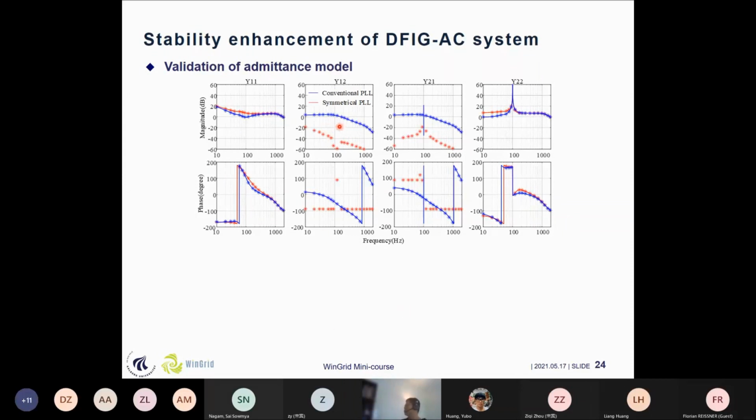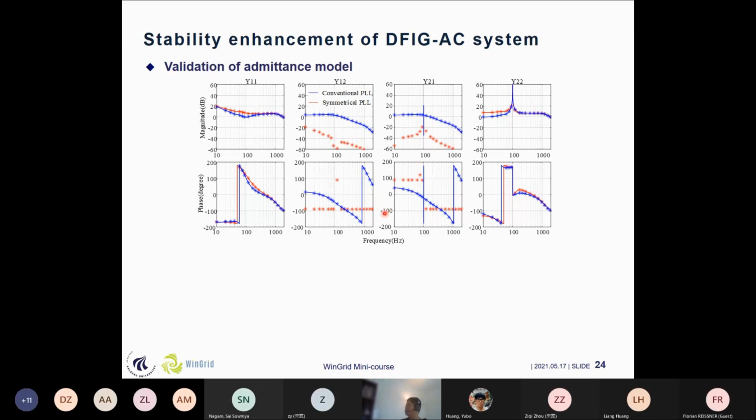You can see that this is also obtained by the same frequency scan procedure I just mentioned in the previous slides. The blue line shows the conventional PLL and the red line shows the symmetric PLL, and the points are the simulation results. If we check the frequency coupling characteristics, we mainly focus on the off-diagonal elements like Y12 and Y21. We can see that for the conventional PLL, these lines and points are much higher than for the symmetric PLL. It means that it has a strong coupling. If we use the conventional PLL, it can't be eliminated. But if we use the symmetric PLL, you can see that the magnitude characteristic is all suppressed.